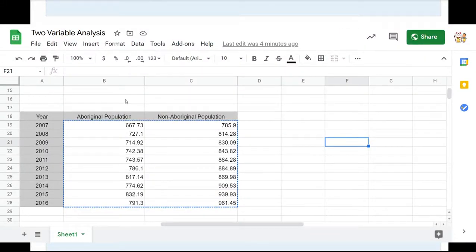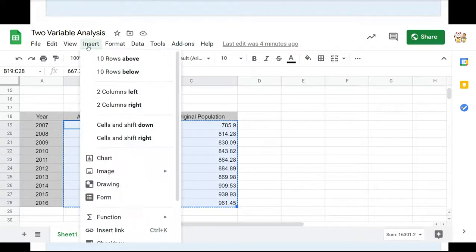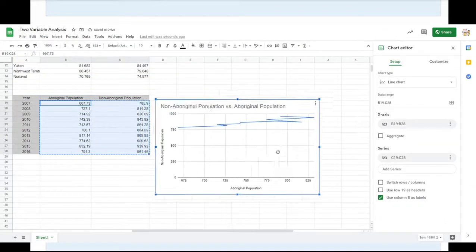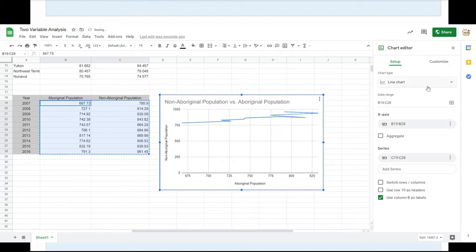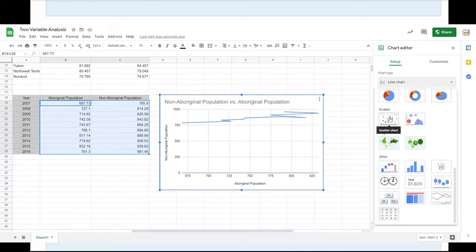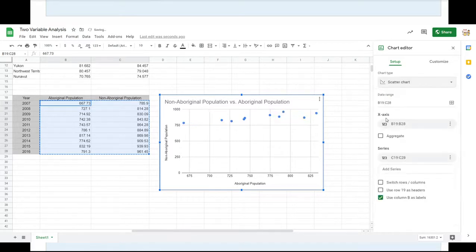So I've already entered all of my data into Google Sheets. We have the years, the Aboriginal population's weekly income, and the non-Aboriginal population's weekly income. So I'm going to highlight my data. I'm going to go Insert, Chart. Now again, it may come up with something different, but that's okay because we know how to customize this. So I'm going to change my chart type. I'm going to scroll down to Scatter Chart. We can already see it represented here. And I'm going to go over to Customize.